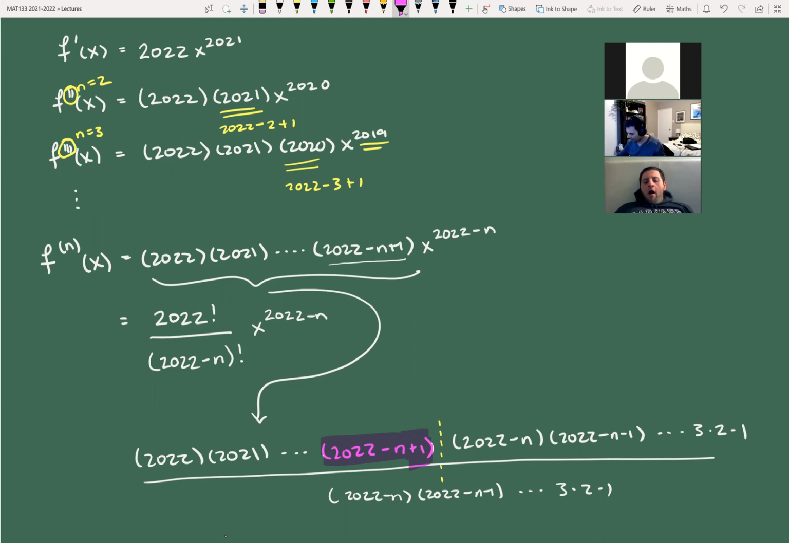And if you look at this thing right here, what is that? Well, that's multiplied together all the numbers after that one, right? After the first one. Does that make sense?